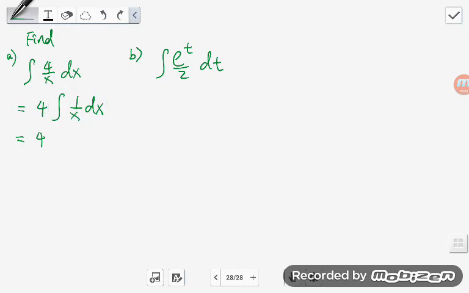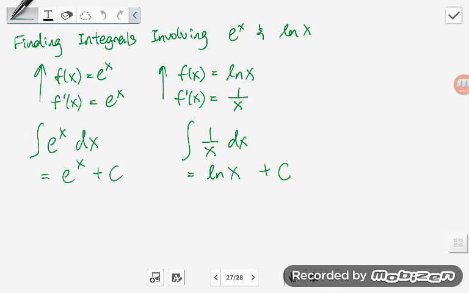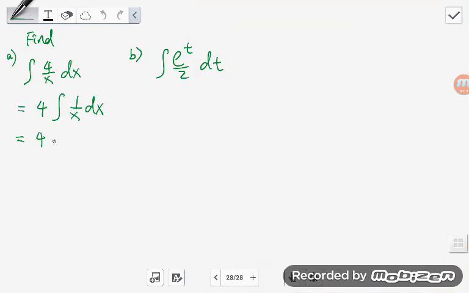As we discussed on the previous page, when we differentiate ln x, we'll get 1 over x. So that is my answer: 4 ln x. Don't forget the plus c, because we're talking about an indefinite integral here. Let's test it out. How do I know that I'm right?